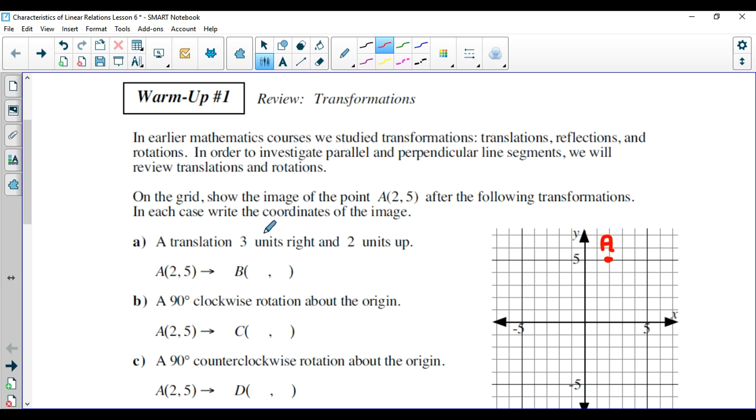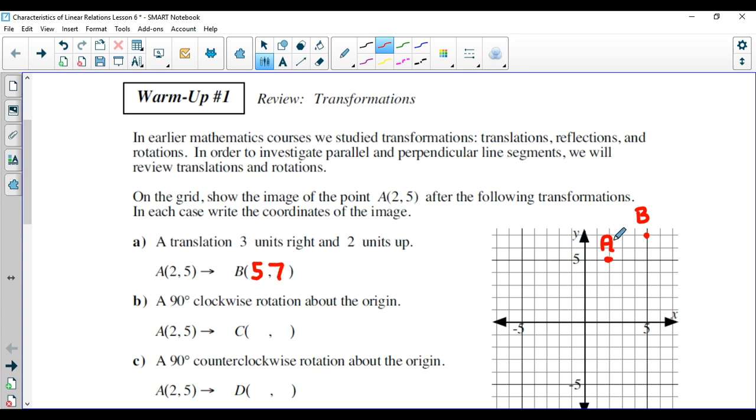Now, a translation 3 units to the right and 2 units up would be take that point and move it 1, 2, 3 to the right, and then move it 2 units up, 1, 2, up. And then this point is what we call the image of this point or this object. And the problem here wants me to label it as point B. So point B would have coordinates of (5, 7).